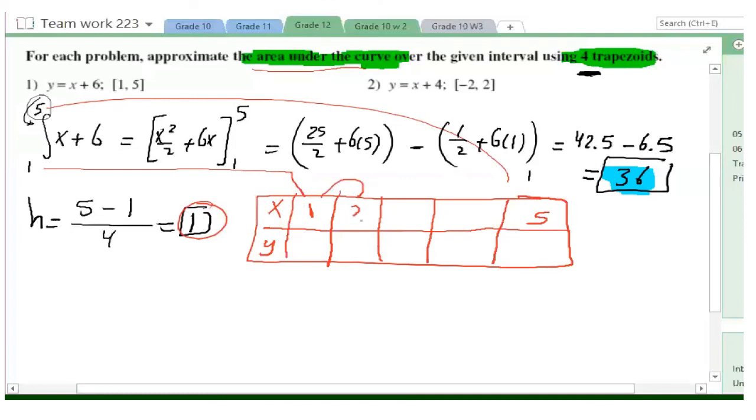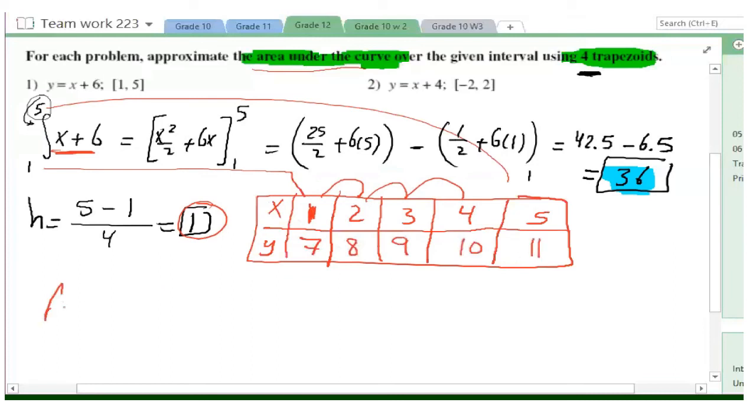And each time I'm going to add 1. 1 plus 1 is 2. 2 plus 1 is 3. 3 plus 1 is 4. Then I plug in the values into the function, which is x plus 6. So 1 plus 6 is 7. 2 plus 6 is 8. 3 plus 6 is 9. 4 plus 6 is 10. 5 plus 6 is 11.